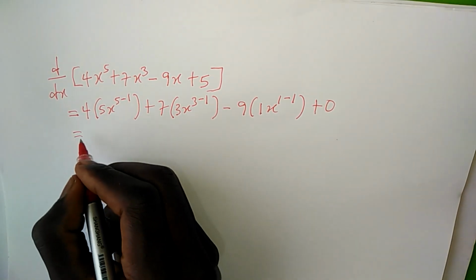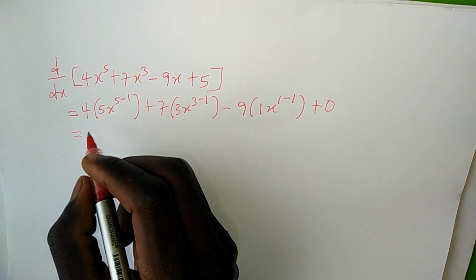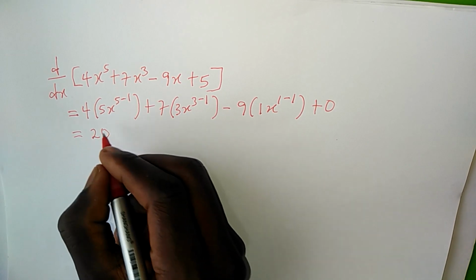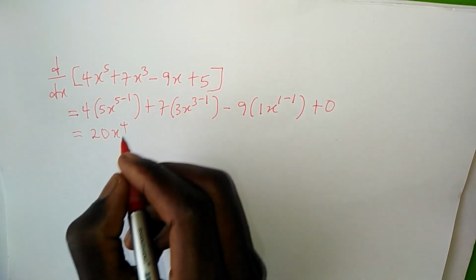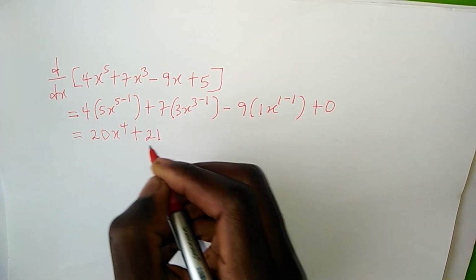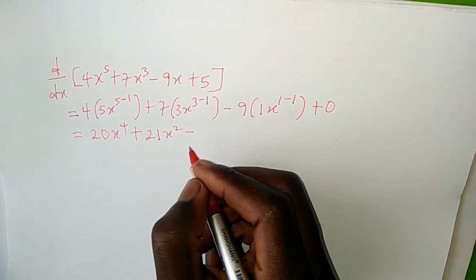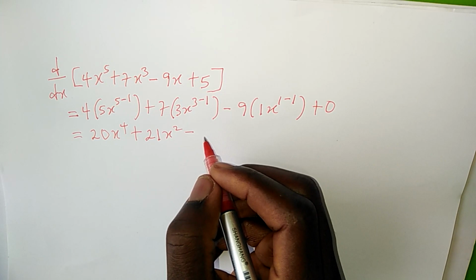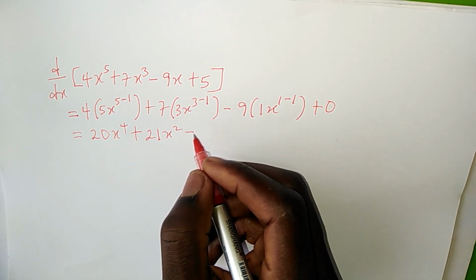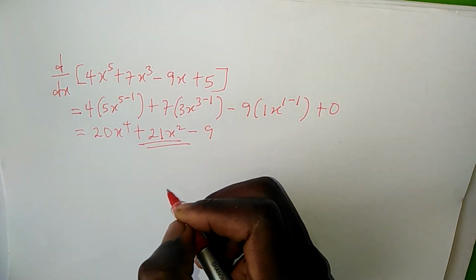Now to resolve this particular derivative, we put 4 times 5 is 20, x raised to power 4, plus 7 times 3 is 21, x raised to power 2. Then minus 9, x raised to power 0 is 1. 1 times 1 is 1. Minus 9 multiplied by 1 is minus 9. So this is going to be our final solution.